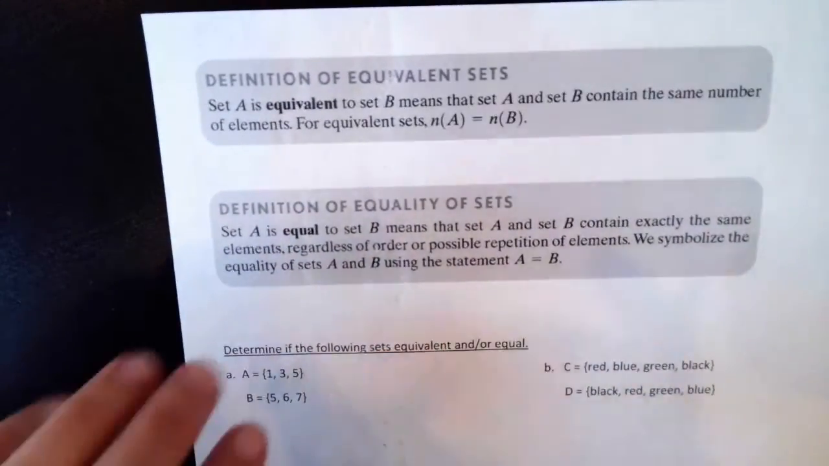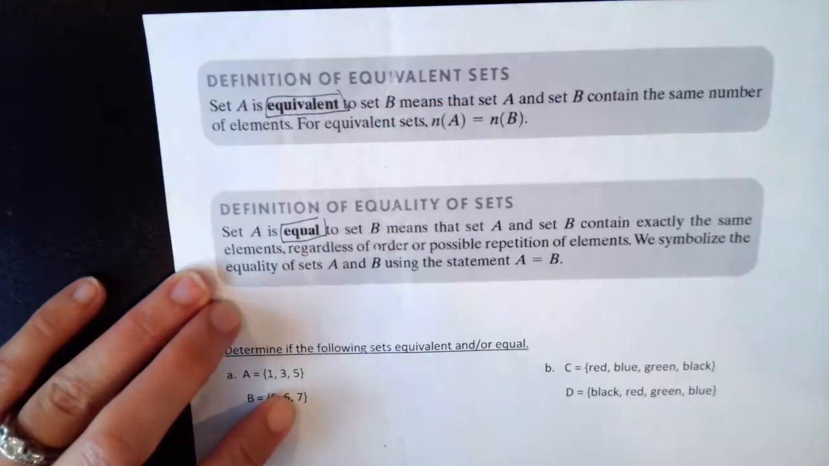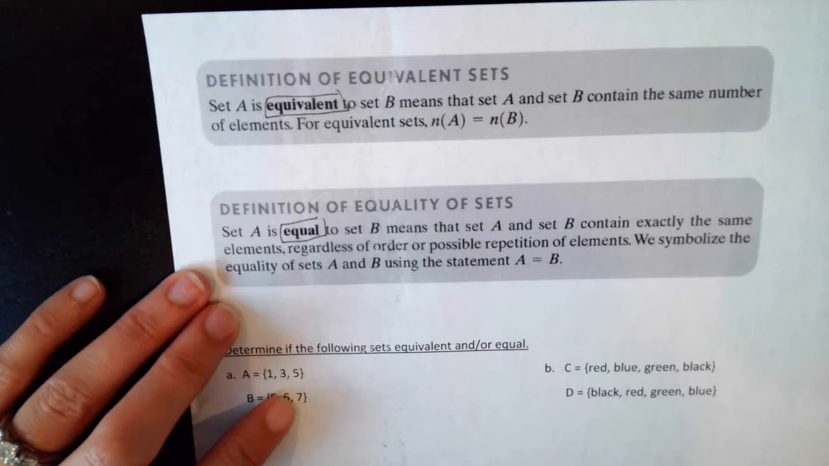The last page for 2.1. Okay, here's 2 more words that you need to know. You need to know equivalent and equal. So in English, equivalent and equal mean the same thing, but in math class, they don't mean the same thing.